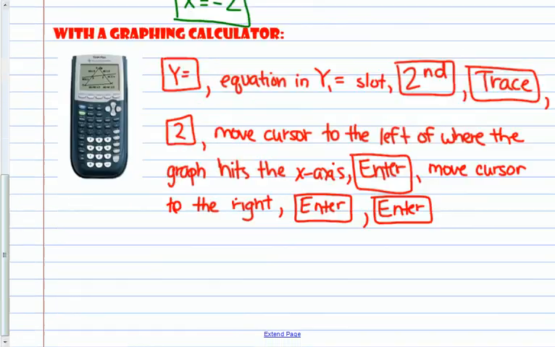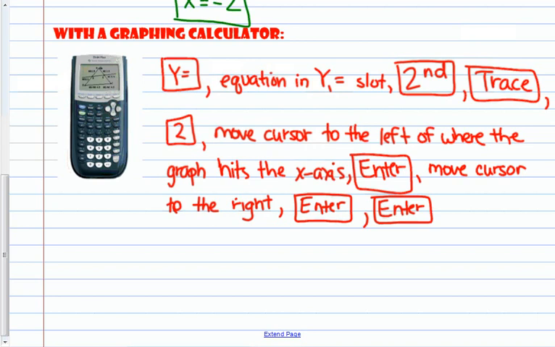All right, so these are the directions. You're going to hit the y equals button. You're going to plug in the equation where y1 equals is the very first slot. Then you're going to hit the second button. Then you're going to hit the trace button. Then you're going to hit the number 2, which is for zeros. And that's what gets you the x-intercept.